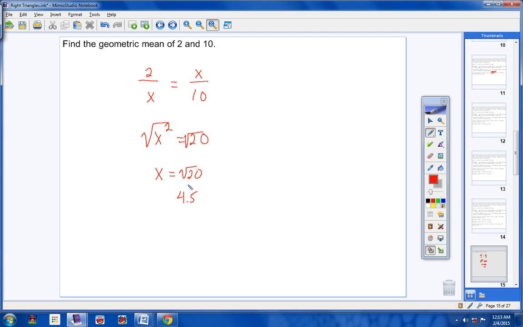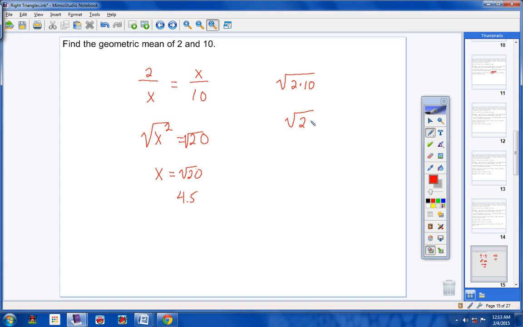Okay? Now, I said there's another way to do this. Yes, another way to do it is to skip this step here and simply do this. Multiply the two numbers together and take the square root of it. So anytime I ask you to find the geometric mean of two numbers, you simply multiply the two numbers together and take the square root of them.